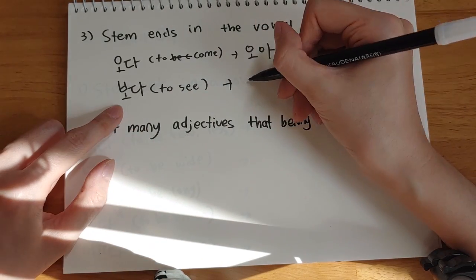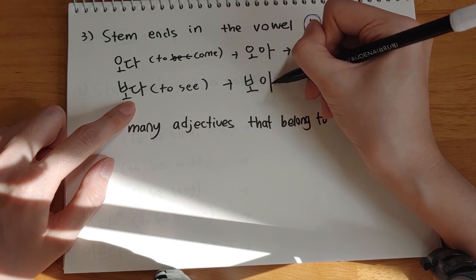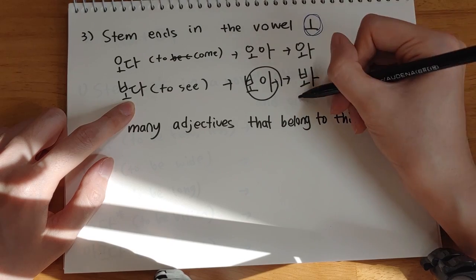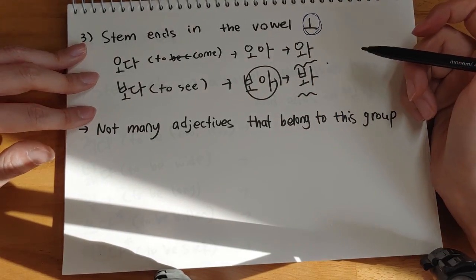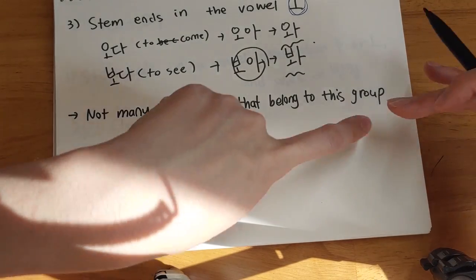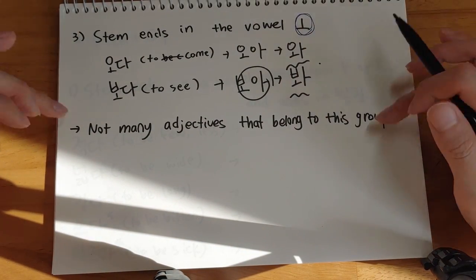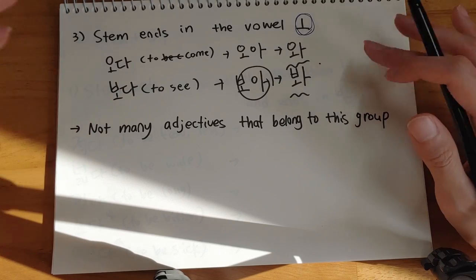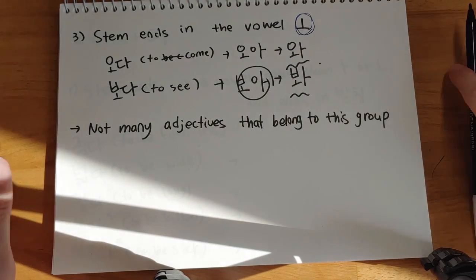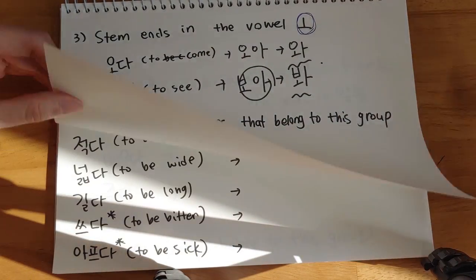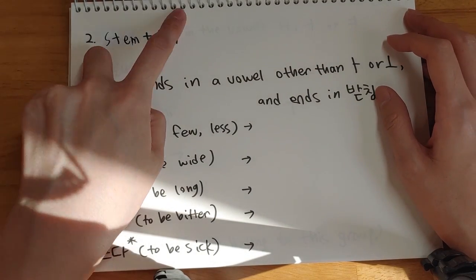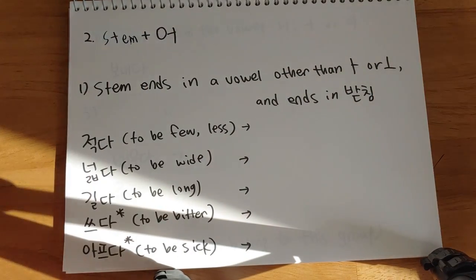And this one as well, 보, and then you should put 아. However, they have to be mixed and become 봐. So this is the rule that we learned in verb conjugation again, right? And there are not many adjectives that belong to this group. So I didn't bring any adjectives that belong to this group. I just brought it since you might be kind of confused. Like, why aren't you covering this group? Because there aren't that many adjectives here. That's why.